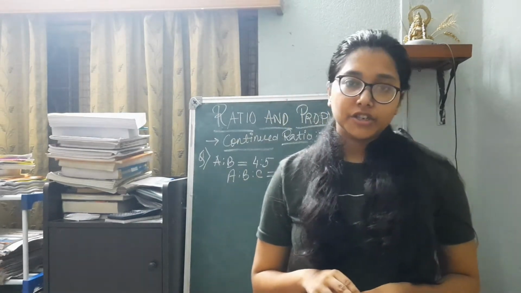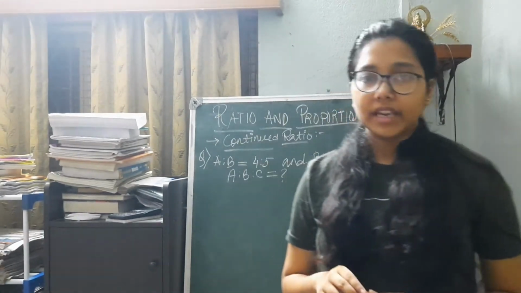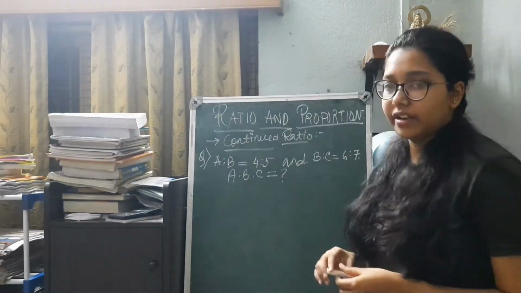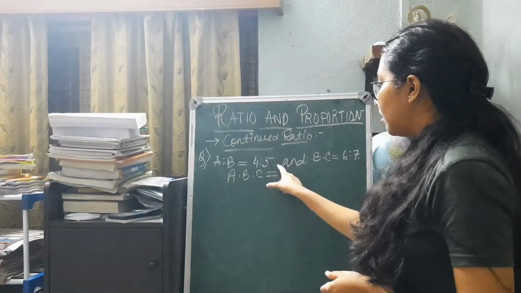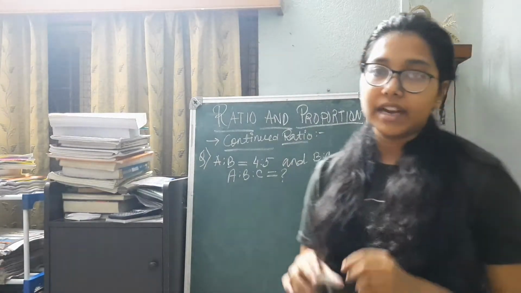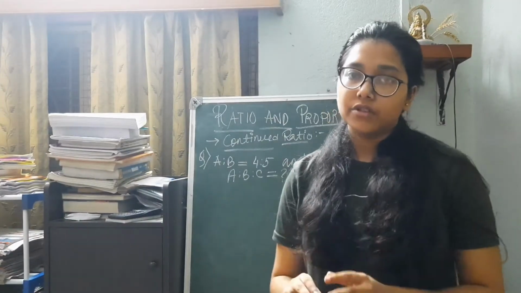Science Prodigy. Today we will be continuing ratio and proportion. So we will be beginning with continued ratio. A question is already given here where it is given that A is to B is 4 is to 5 and B is to C is 6 is to 7. We have to find the value of A is to B is to C.